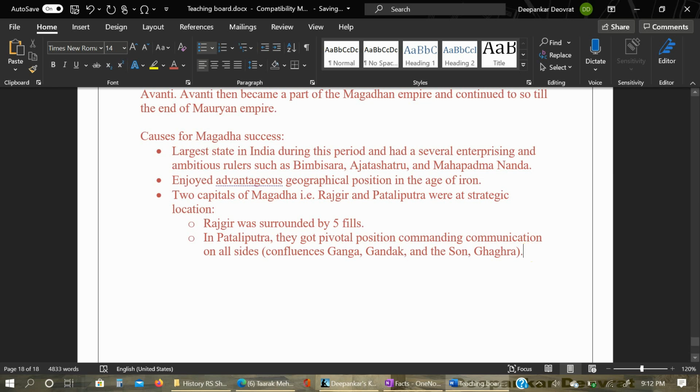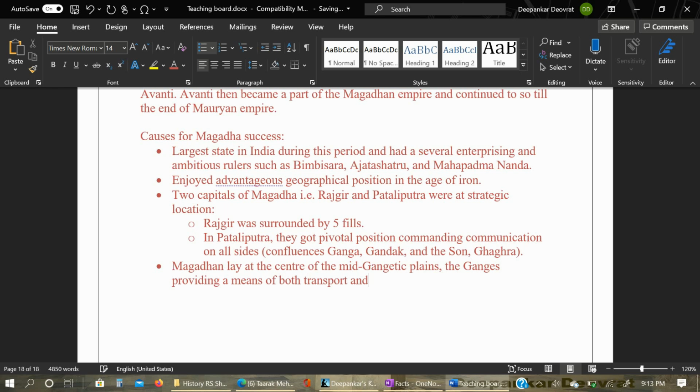So this was the most important point about their location. And Magadha lay at the center of the mid-Gangetic plains. The Ganges provided the means of both transport and agriculture.